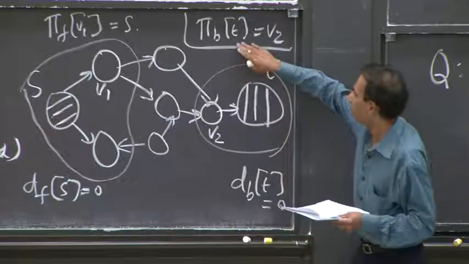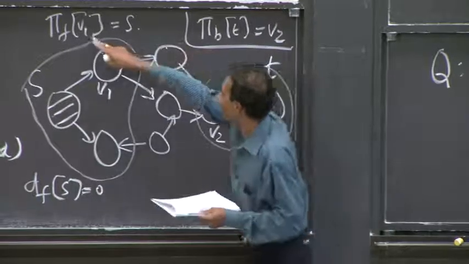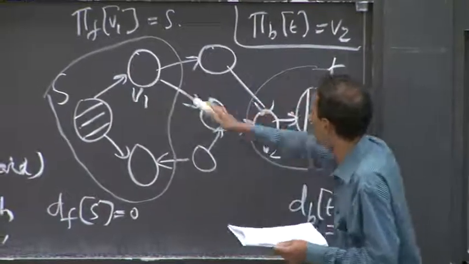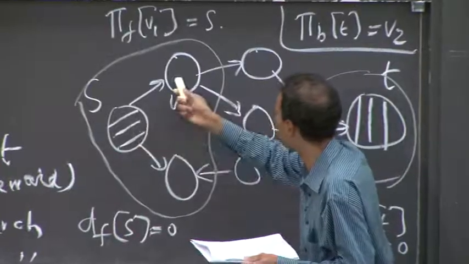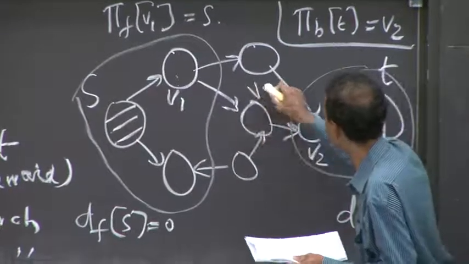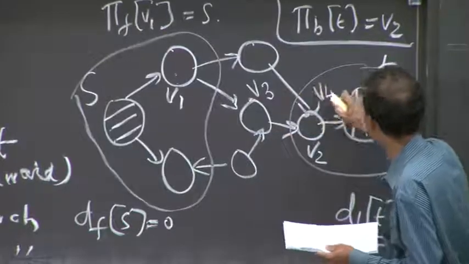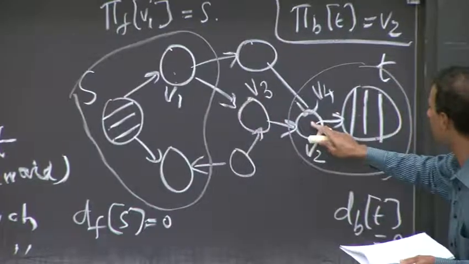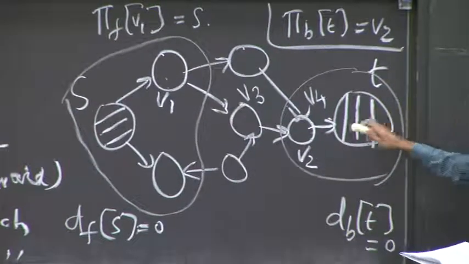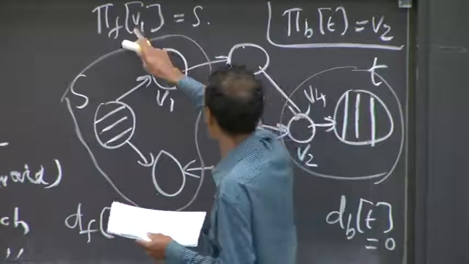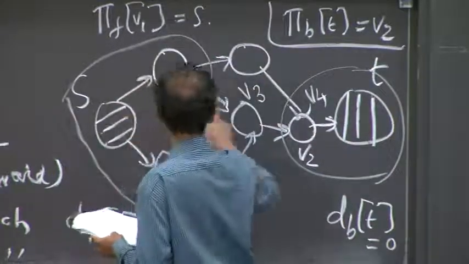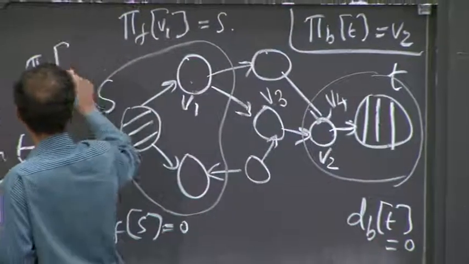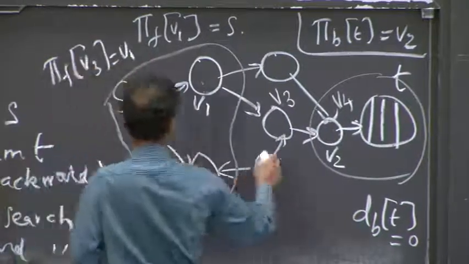All right, so what I have here is, when I look at the path that goes this way, S is the predecessor of V1. V1 is the predecessor of, let's call this V3. V3 is the predecessor of V4. I'm just talking about the regular forwards path. We have S to V1, V1 to V3, V3 to V4, all the way to T, right? So what I have here is correct. The predecessor of V1 is S. The predecessor of V3 would be V1. So I could write pi f of V3 equals V1, etc.